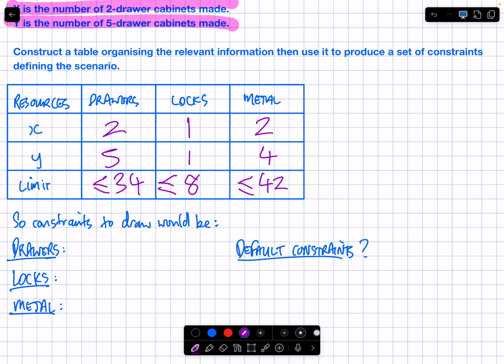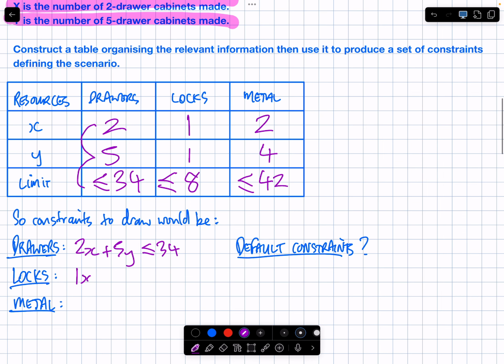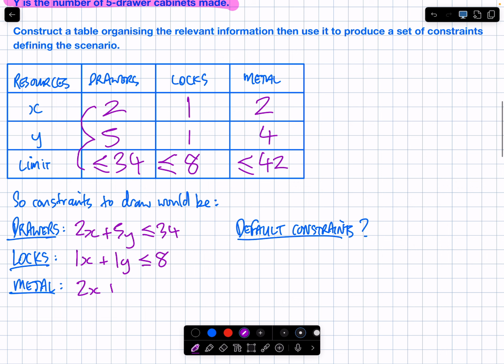I didn't have the constraints written out. They're written out for me now. I look down. 2x plus 5y is less than or equal to 34. So drawers: 2x plus 5y less than or equal to 34. Could you draw that now? What's the locks constraint? 1x plus 1y less than or equal to 8. What's the metal constraint? 2x plus 4y less than or equal to 42.